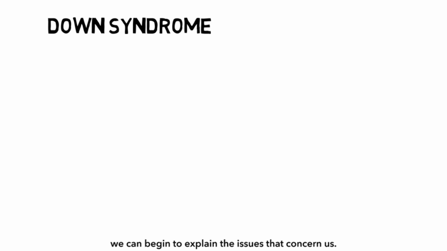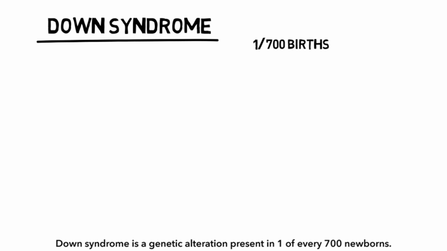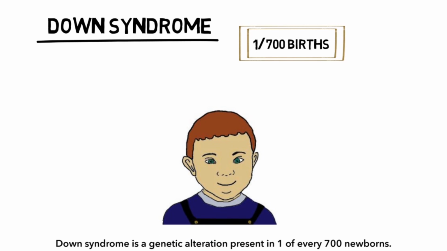Although later we will continue explaining some basic concepts, we can begin to explain the issues that concern us. First, we will explain what Down syndrome is. Down syndrome is a genetic alteration present in 1 of every 700 newborns.